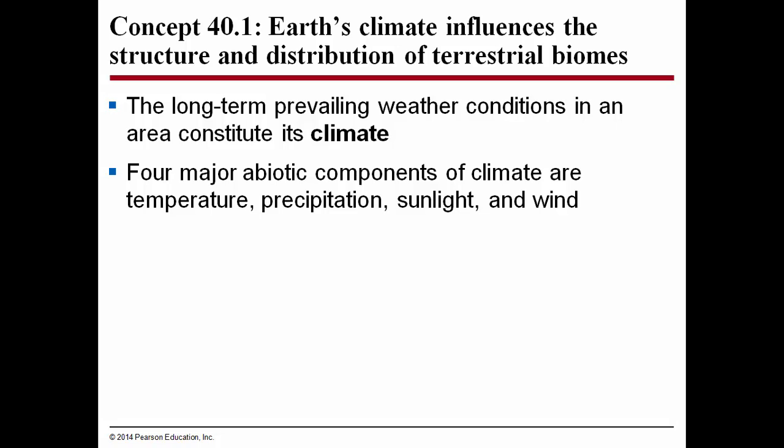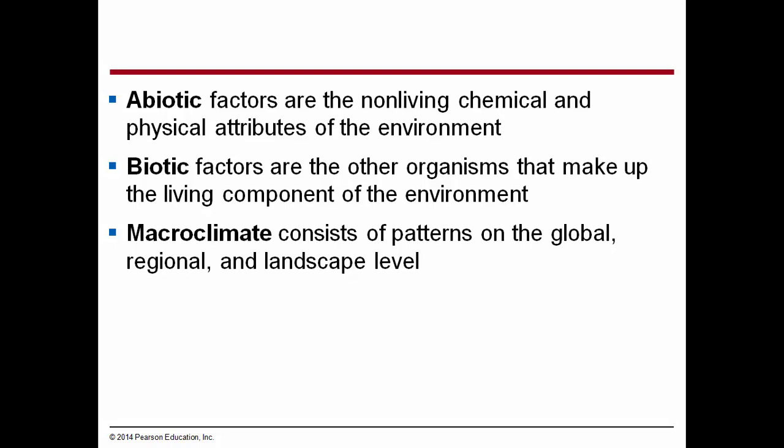Okay, abiotic factors are the non-living chemical attributes of the environment. This is like sunlight and rain and wind. And biotic factors are the other organisms that make up the living component of the environment. This could be predators or competitors or prey or diseases. Different living factors that make up the environment. Macroclimate consists of patterns on the global, regional, and landscape scale.